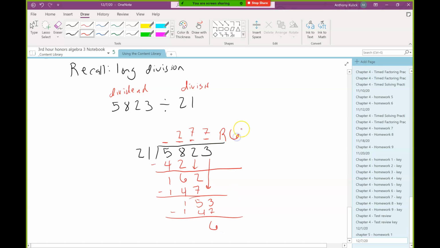So we'd say that the answer is 277, remainder 6, or often we write it as plus the remainder over the divisor. So this first number, the 277, is the quotient. The 6 is the remainder. And the 21, again, is just our divisor.